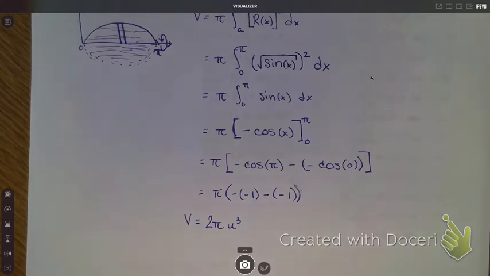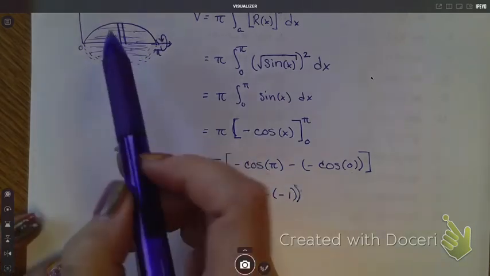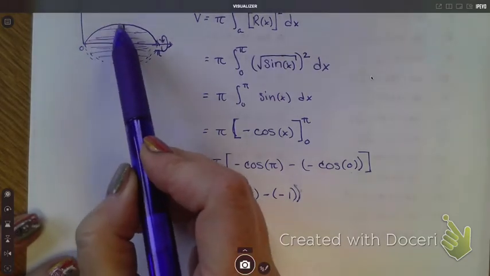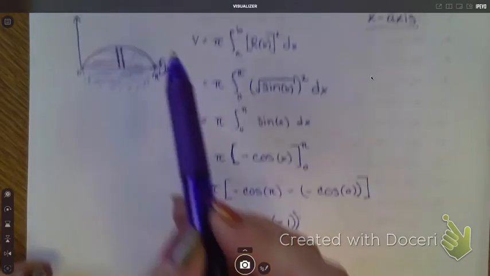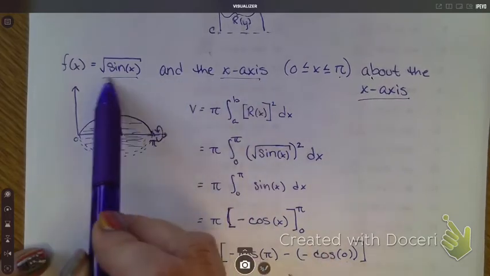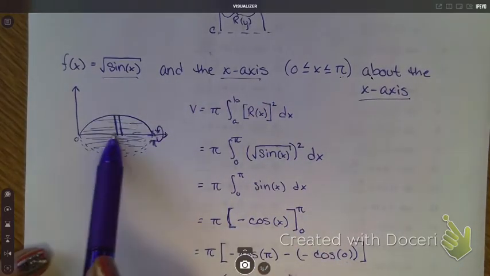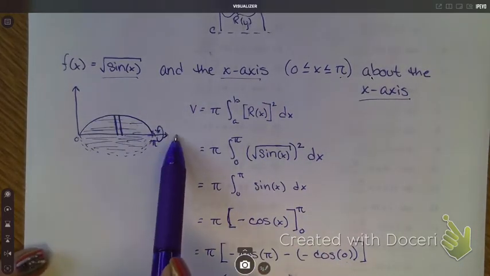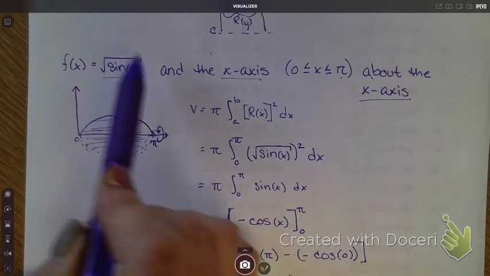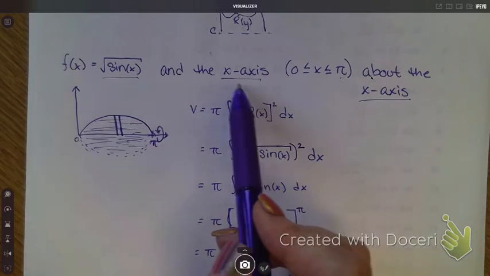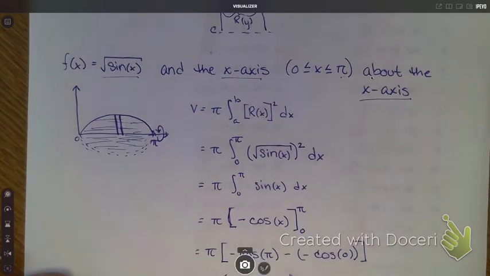Now, the upper graph on here is the square root of sine, correct, of these two? And the lower is 0. Yep. So when we apply all this, it really doesn't come into play when we have that x-axis. But when we don't have the x-axis, we have some things we have to do.